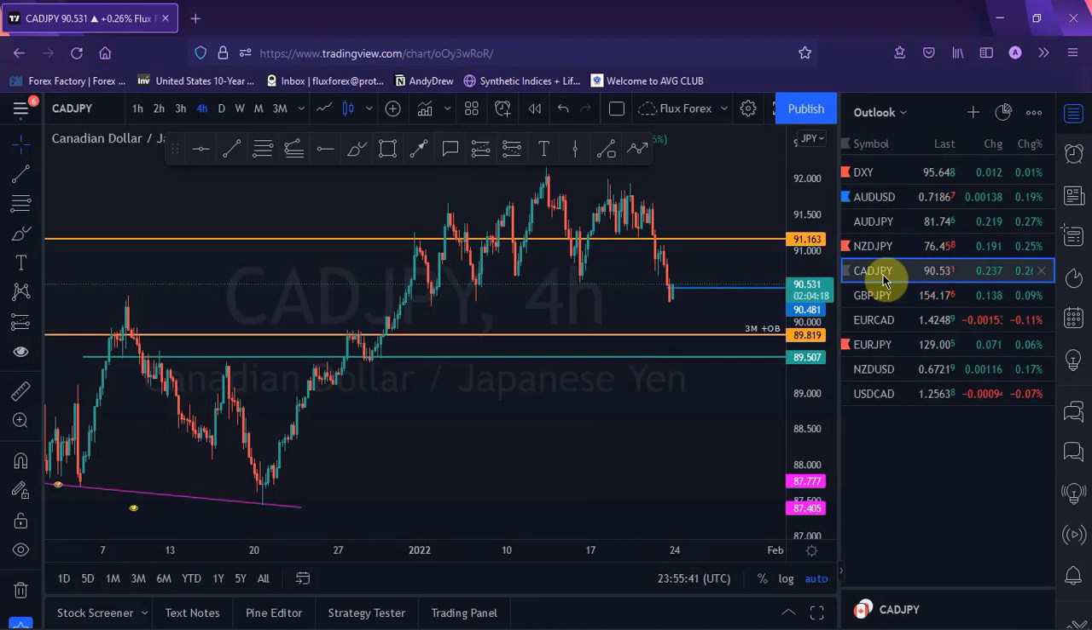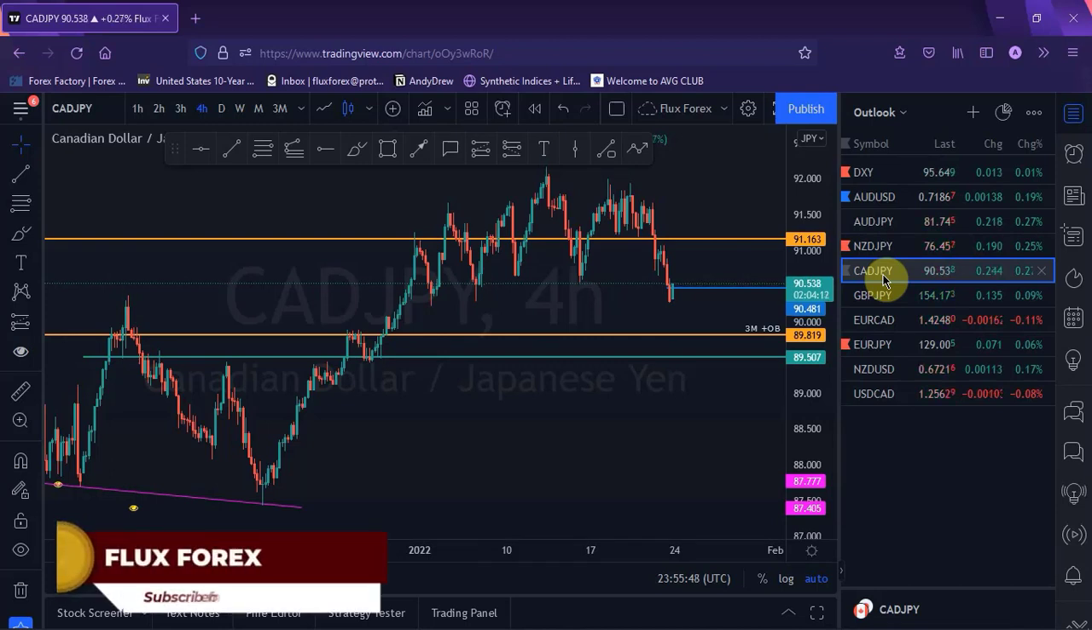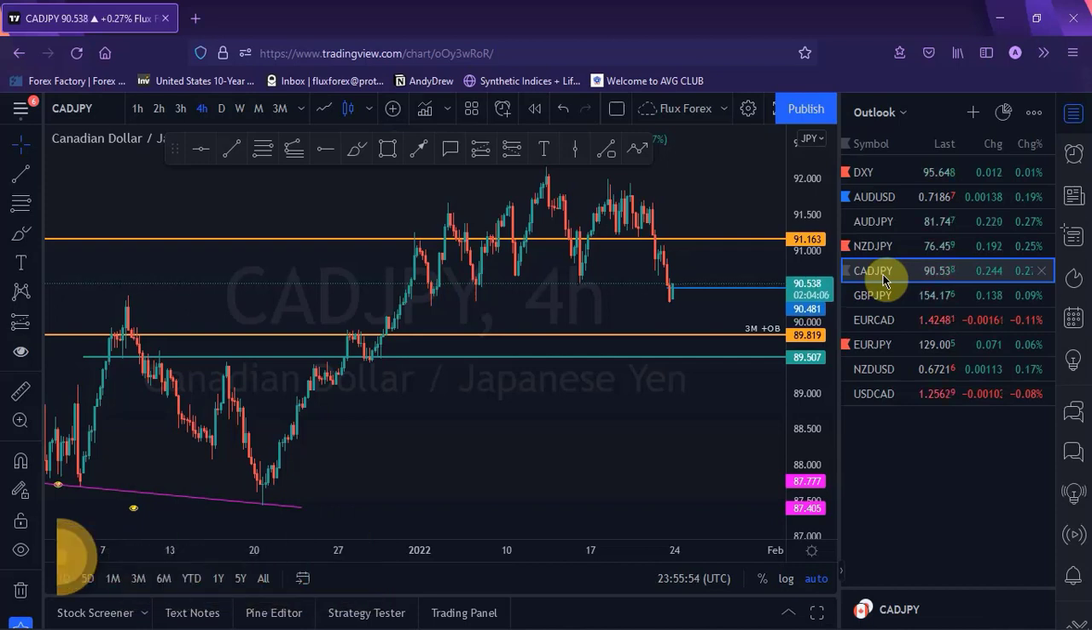So CADJPY, a similar approach, because they are all JPY pairs. So far as the JPY is concerned, I've seen some bullish momentum coming up. The JPY has been weak for long, and it's just now that I'm seeing some form of bullish momentum coming up in the JPY. So I'm actually expecting to see some bearishness in JPY pairs.